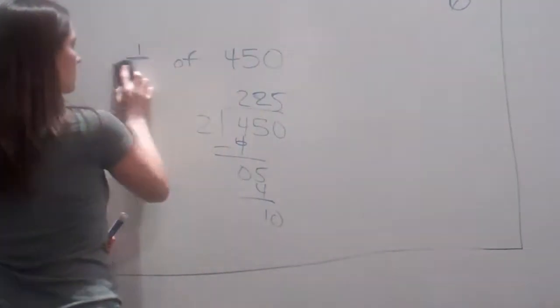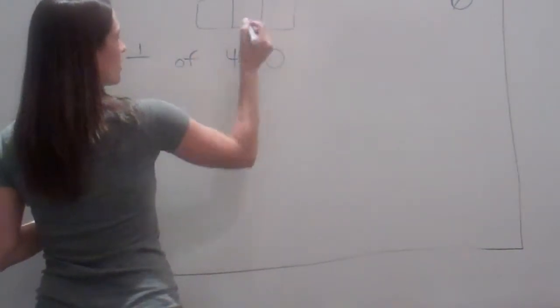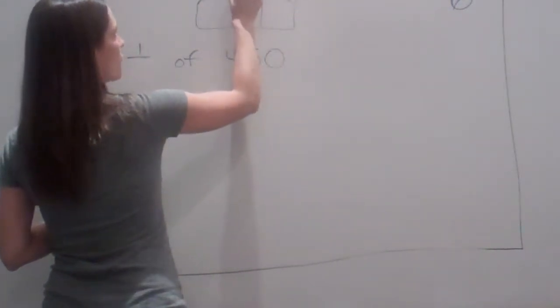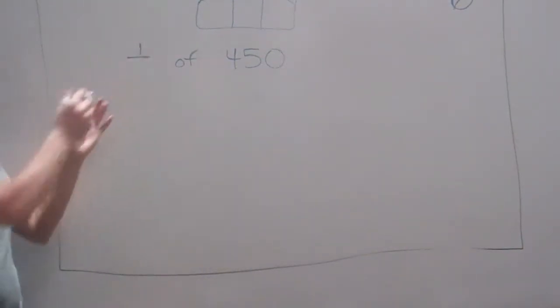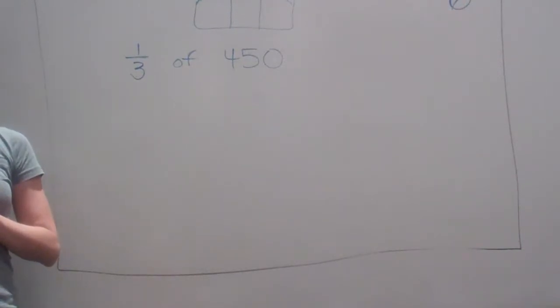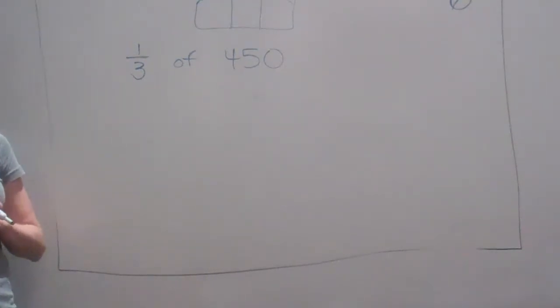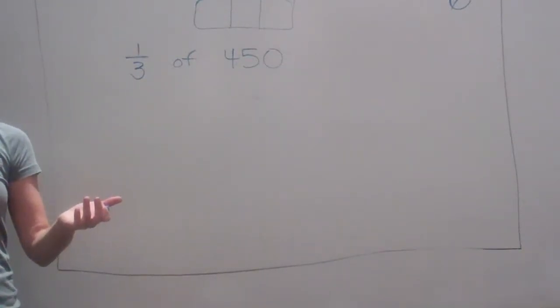Or let's try it a little bit harder. This time, I'm going to do 1/3 of 450. So all of this is 450, and I want to know what 1/3 of 450 is. How am I going to do it? Jaden? Divide 3 into 450. Yes. Why am I dividing 450 divided by 3 this time?